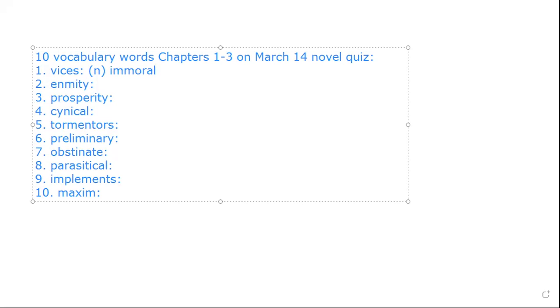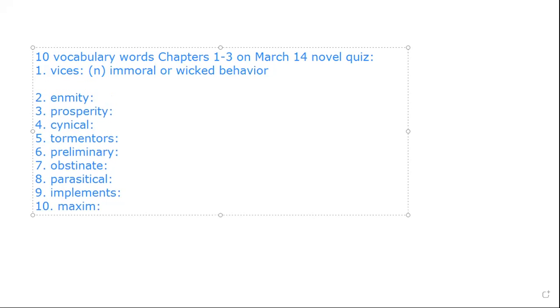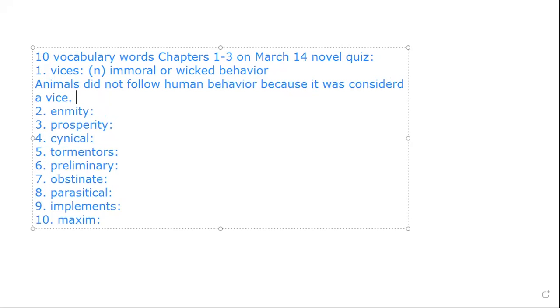So again, vices are immoral or wicked behavior. We can say the animals did not follow the human actions. Why didn't they follow human actions? Because they considered human actions, or human behavior, to be vices, because it was considered a vice, or a negative action. This is why they didn't.